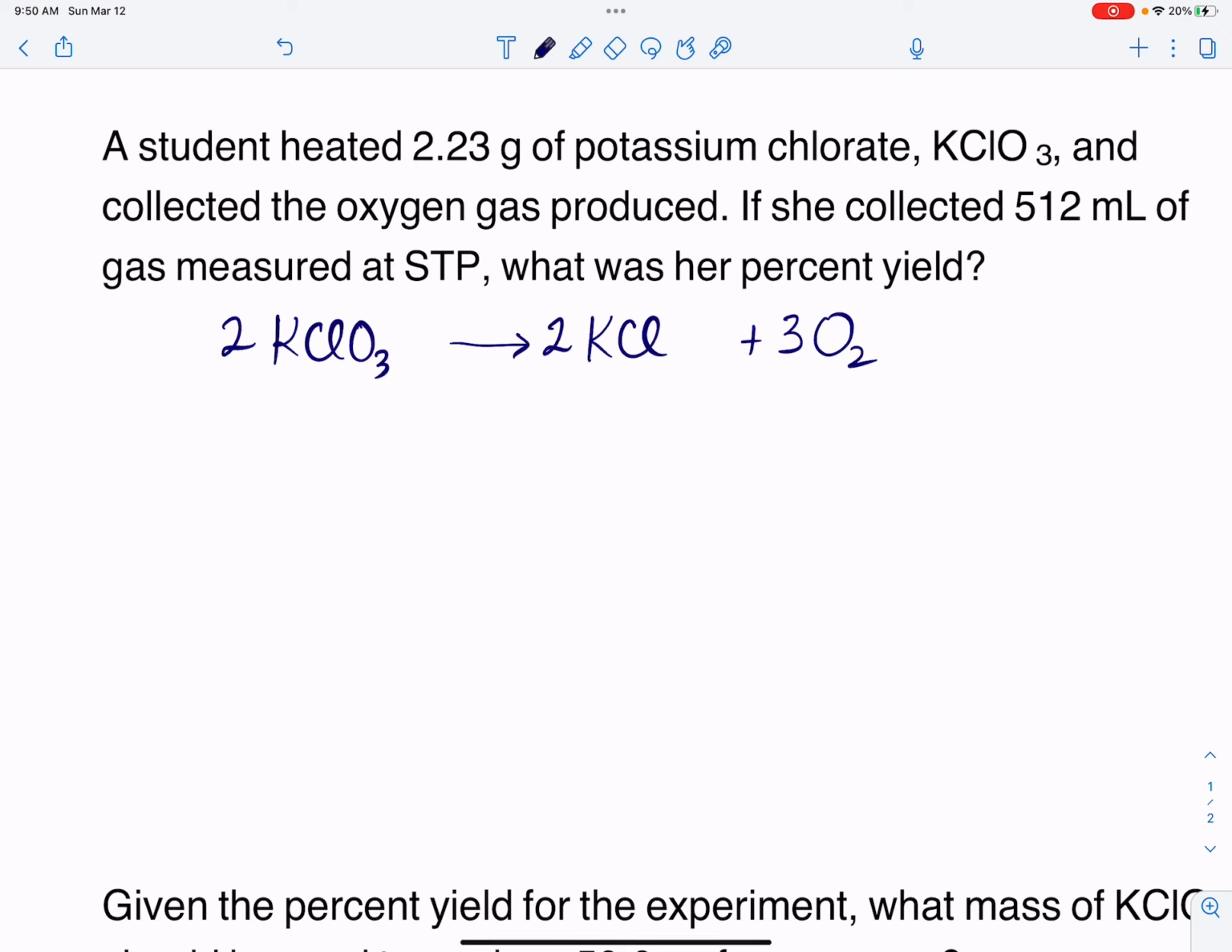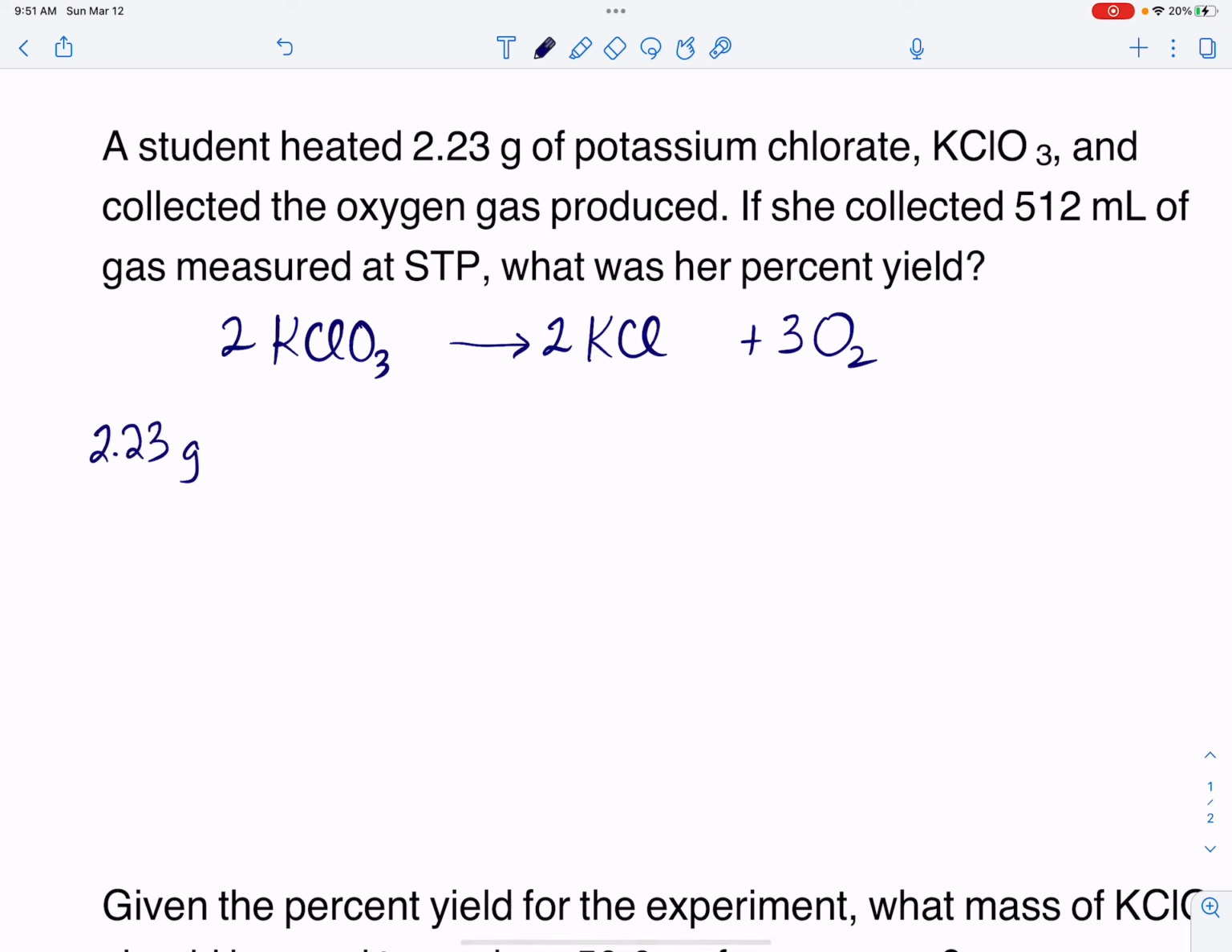So this student heated 2.23 grams of the potassium chlorate. Why don't we calculate the volume of oxygen gas that should have been created, measured at STP? I'm going to find the volume because we were given the actual volume that the student collected, so we'll calculate the theoretical volume that should have been collected. So to do that, we'll use some unit multipliers. 2.23 grams of potassium chlorate.